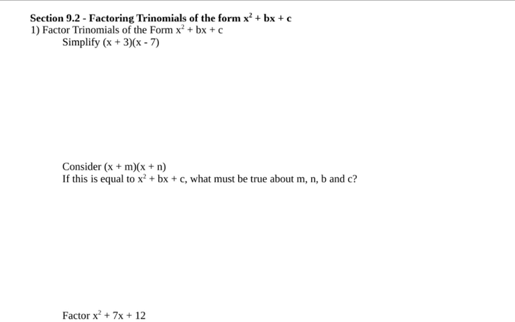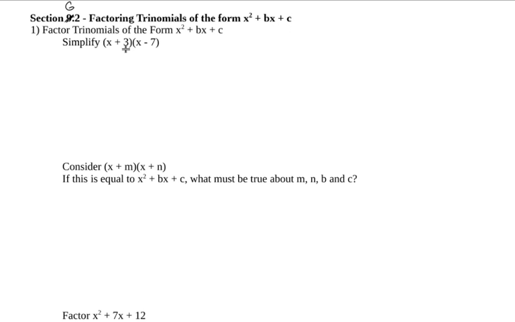In section 9.2. This is actually the last, that's not section 9.2, this is section 6.2. This is actually the last section that we're covering in this semester. So this will be the last of the new material you need to think about. We're factoring trinomials of this form, x squared plus bx plus c.